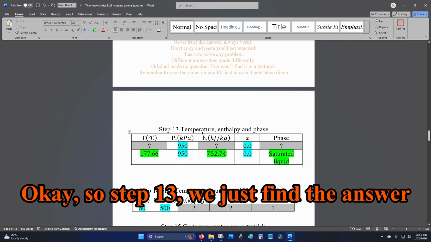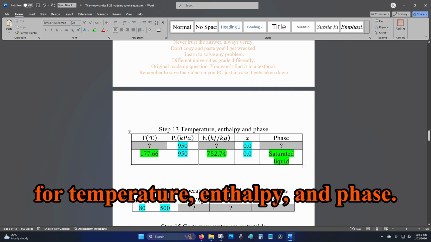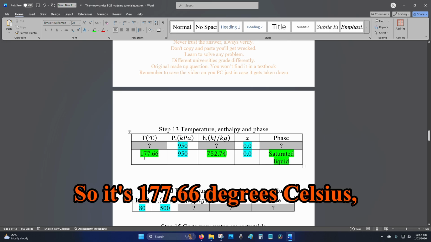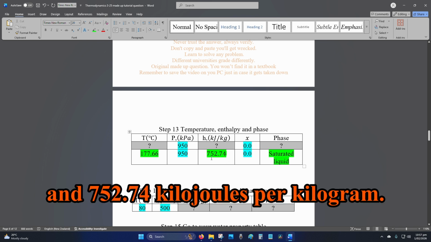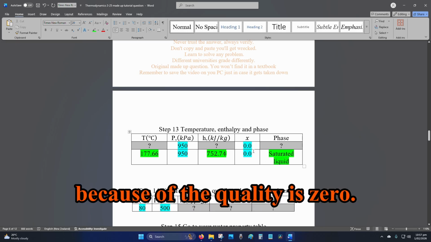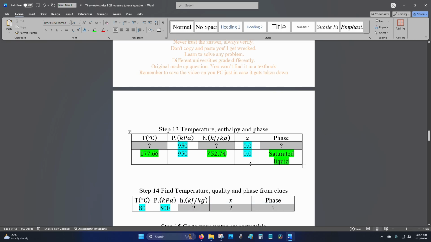Okay, so step 13, we just find the answer for temperature, enthalpy, and phase. So it's 177.66 degrees Celsius and 752.74 kilojoules per kilogram. We know it's saturated liquid because the quality is 0.